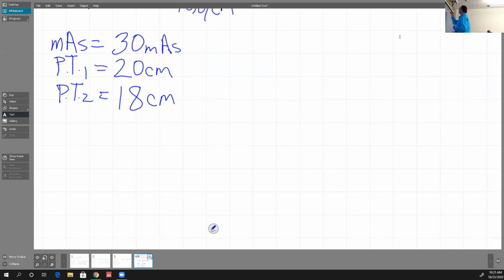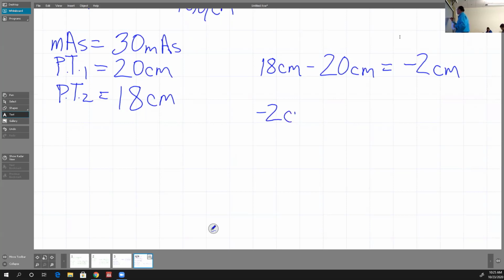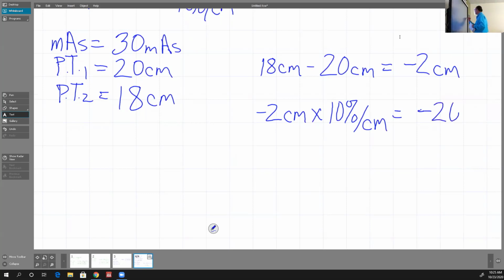So we're going to take 18 cm minus 20 cm equals a negative 2 centimeters. We're going to take negative 2 cm times 10% per cm equals negative 20%.